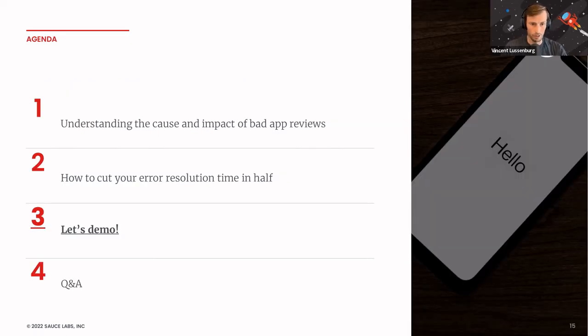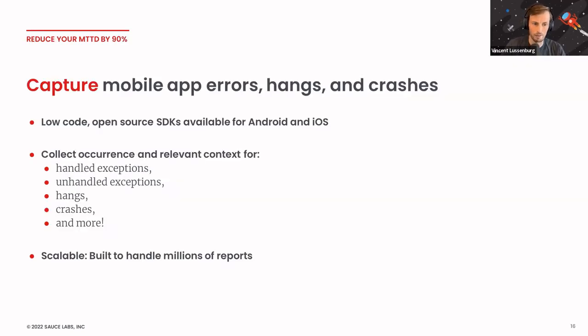So that finishes the part about the how and the why of cutting your error resolution time in half. I'd really like to show you a demo of how some of that is possible using Backtrace and the SDKs that we have. First I'm going to focus on reducing the mean time to detection by 90%, so capturing the errors, hangs, and crashes.